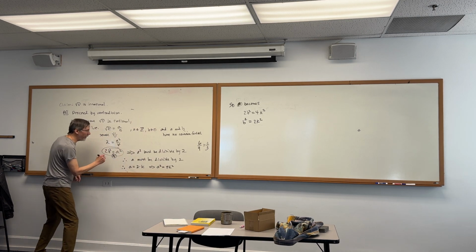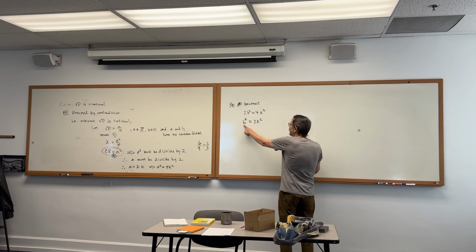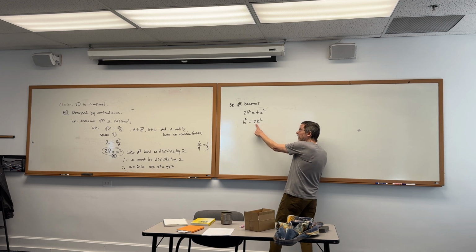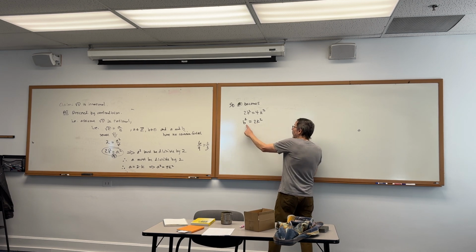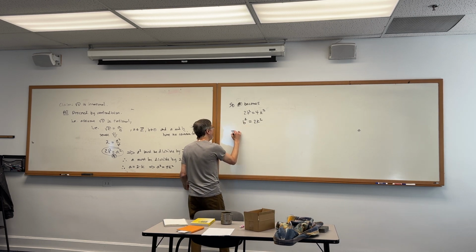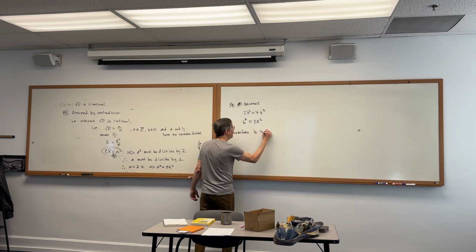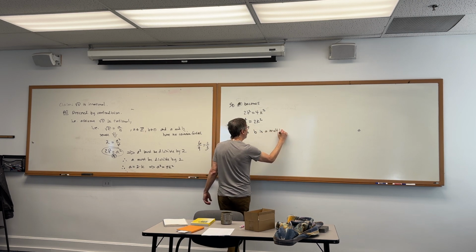In the same way that this relationship said that a must be divisible by 2, now we see b squared has 2 as a factor. And that can only mean that b itself has 2 as a factor, because it's b times b. It's the same thing times the same thing. So this means, therefore, b is a multiple of 2.